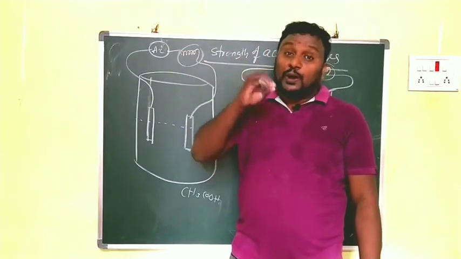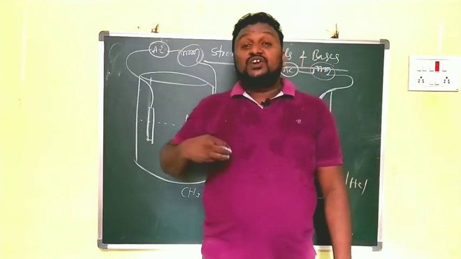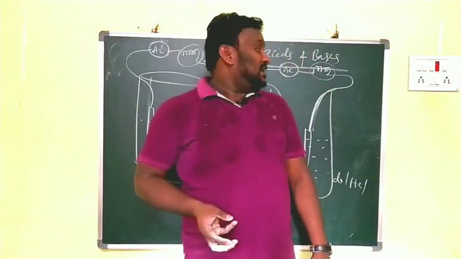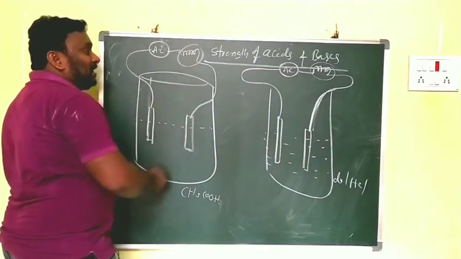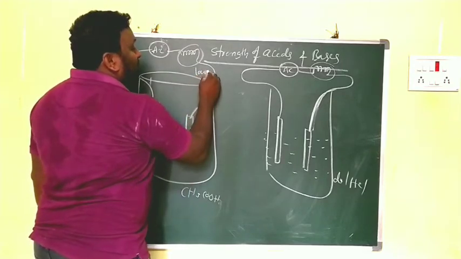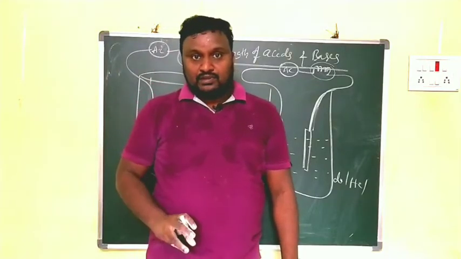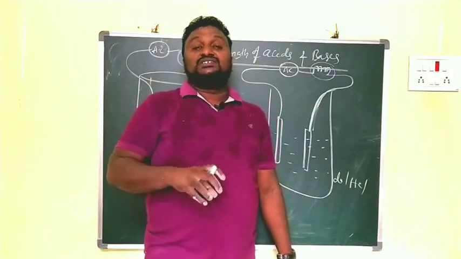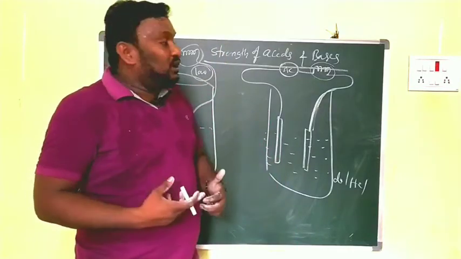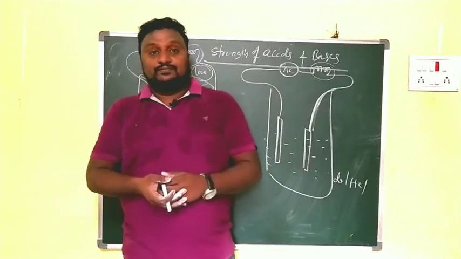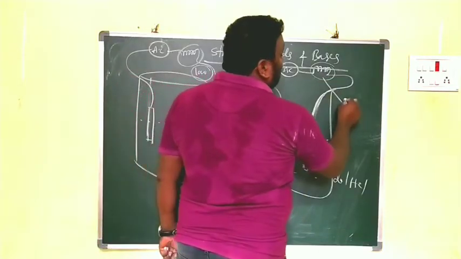Here you have to observe in this activity how the bulb glows, that means the intensity of the bulb. In the case of CH3COOH, the bulb will glow but the intensity is very low, like a low voltage bulb. Clear? When the current has low voltage, the intensity of the bulb is very less. When we have sufficient voltage, the bulb will glow with more intensity. That's why while we are taking HCl, the bulb will glow with more intensity.